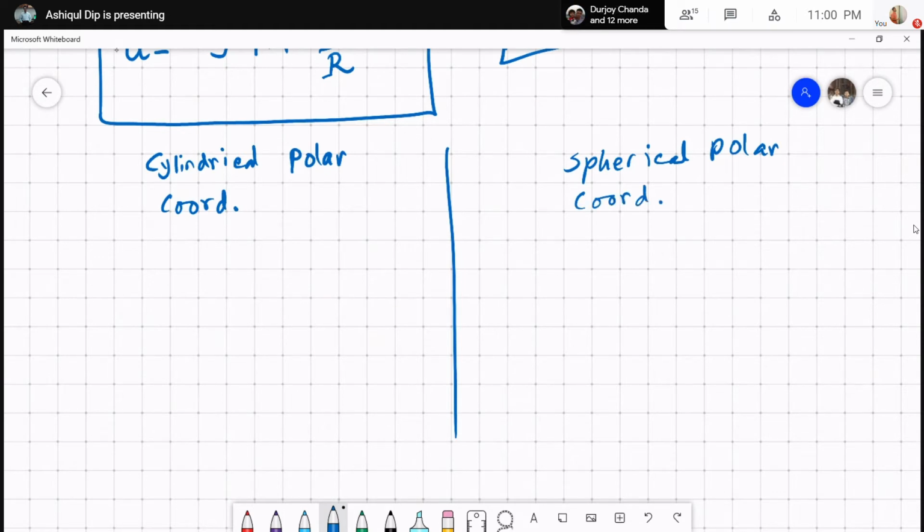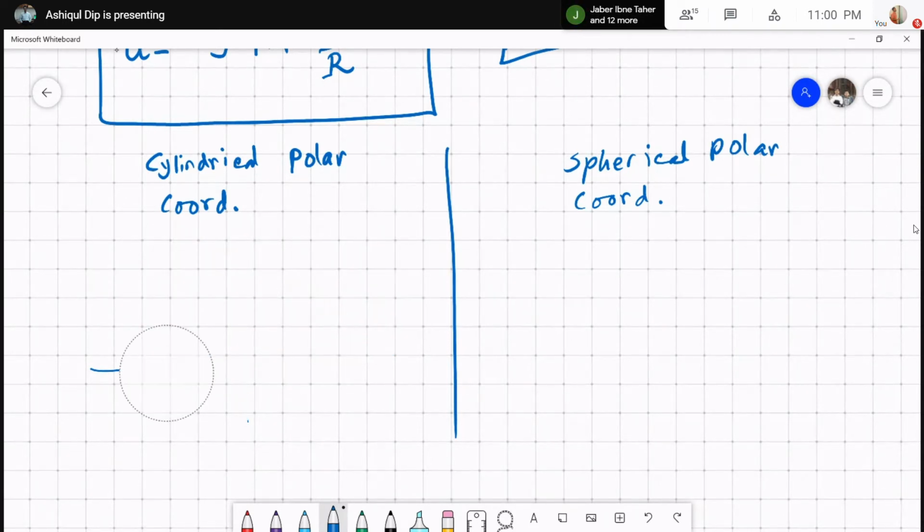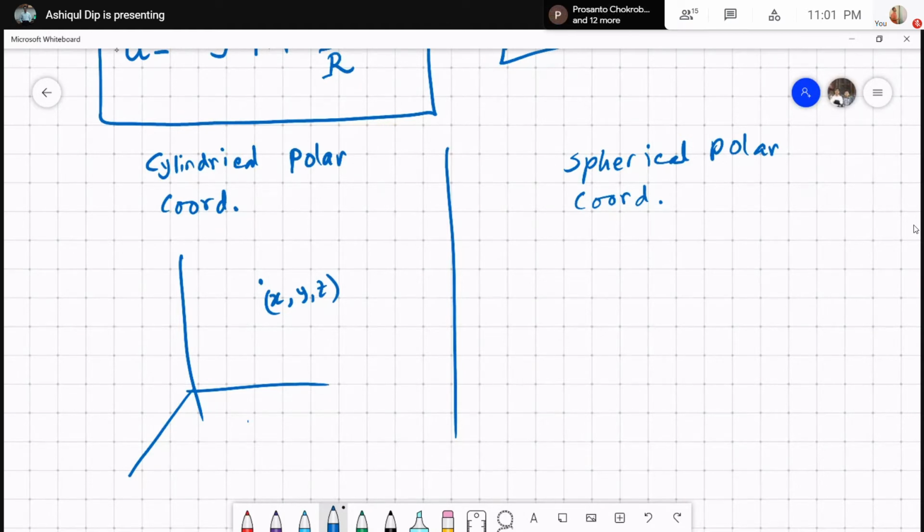Okay, cylindrical polar coordinates are measured like this, to reach any particular point in 3 dimensions. Let's draw it later. Say we have a 3-dimensional system and we are trying to reach this point that is labeled as x, comma y, comma z.